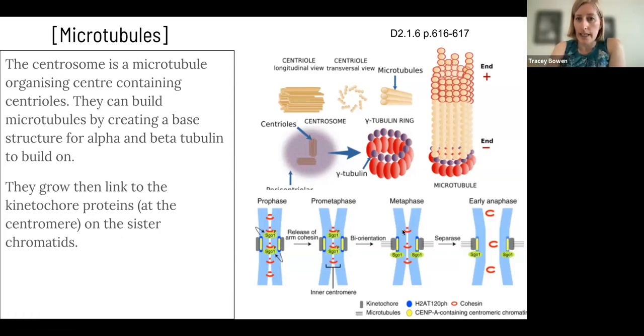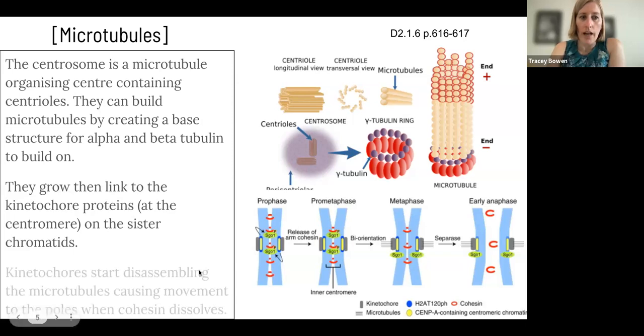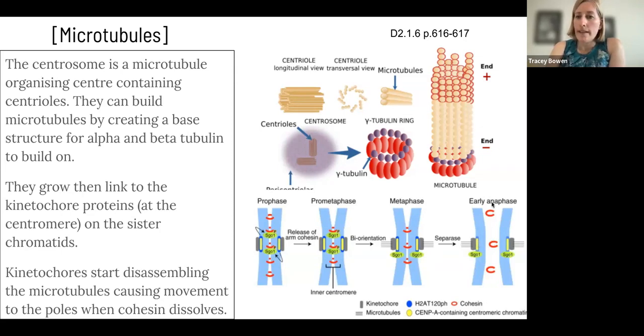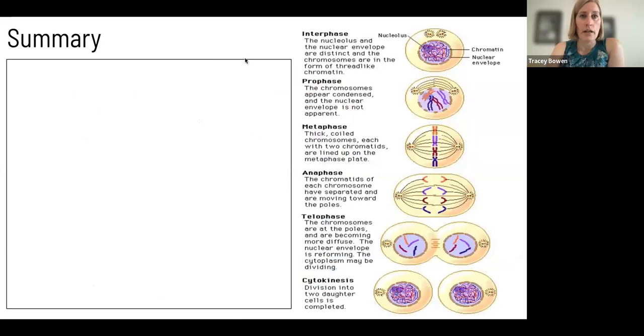And so once it's connected, you can see here, these little strands here are the microtubules they've attached to the centromere. And then the kinetochores start disassembling these tubules, causing movement to the poles when this protein in the center dissolves. This protein holding everything together is called cohesin, and cohesin is going to dissolve, and then the kinetochore breaks down the microtubule and pulls the whole strand of DNA apart.